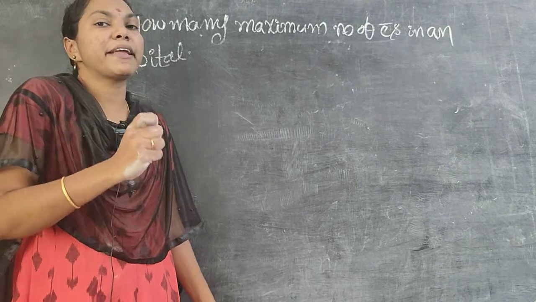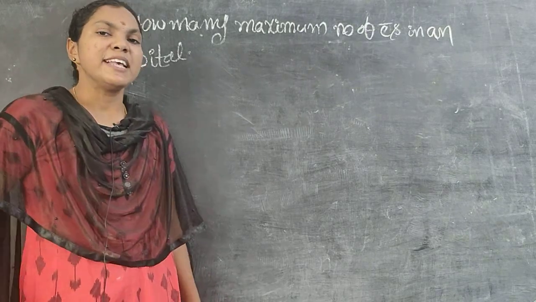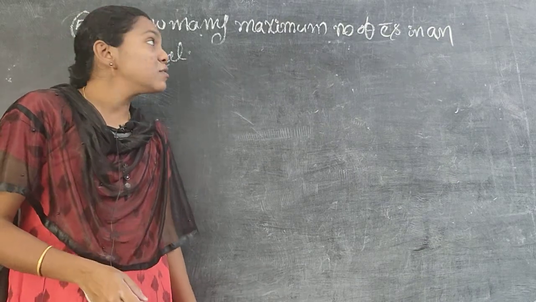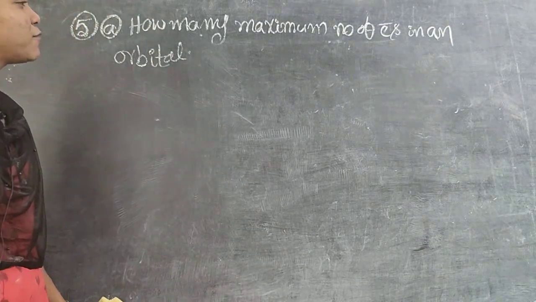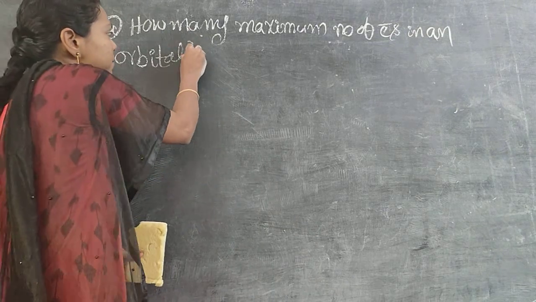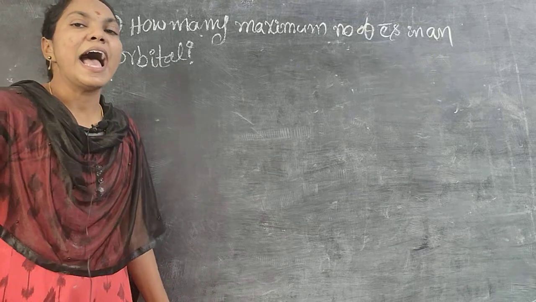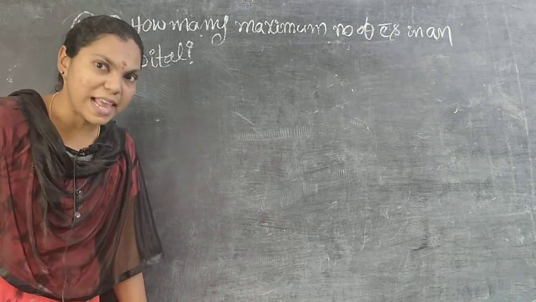Explain. This statement is proved by which principle? Same question is asked indirectly. Do you understand? So, how many maximum number of electrons in an orbital is a question, but the same question they have asked indirectly: an orbital can hold only 2 electrons.